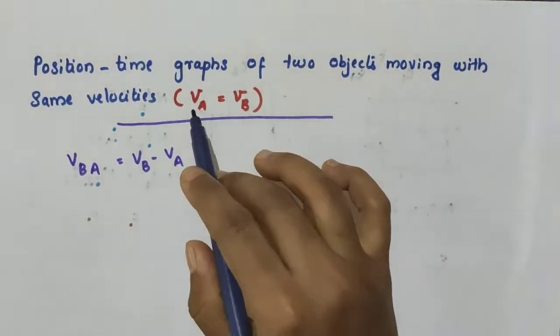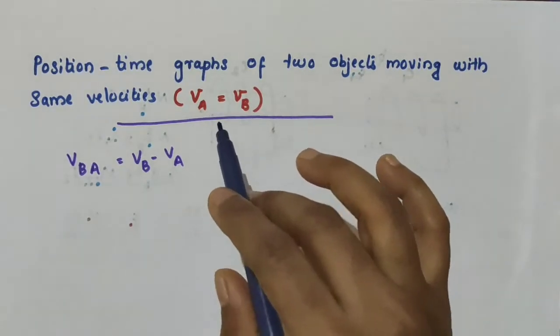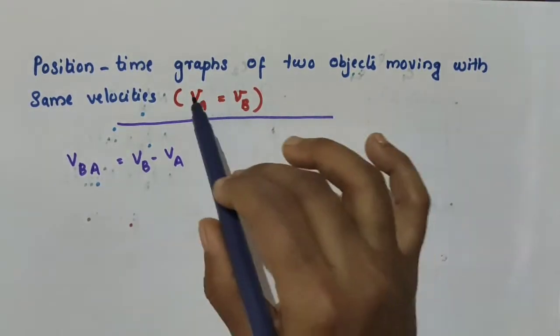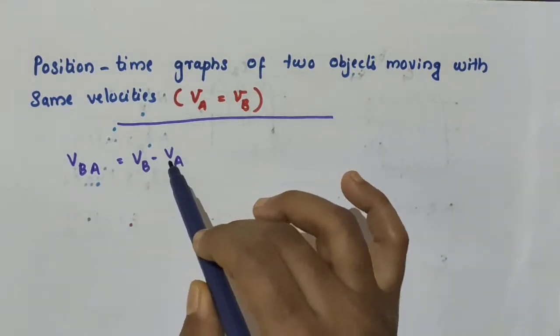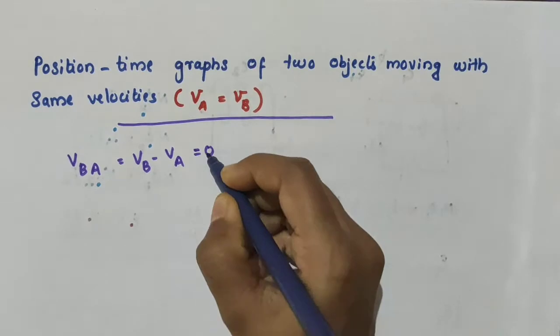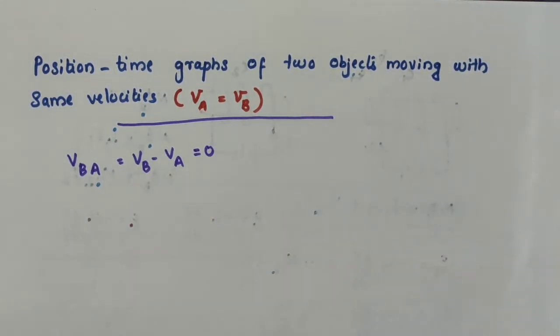Now here VA equal to VB. We are considering a special case where the two objects are moving with the same velocities. So VA and VB are the same. So VB minus VA will be equal to 0 because both are the same. So that will be equal to 0.